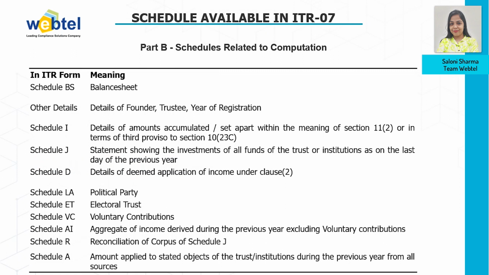Schedule D, details of deemed application of income under clause 2 is required. Schedule LA is required to be filed related to political party, ET, electoral trust. VC is related to the voluntary contribution. AI, which is related to the aggregate income derived during the previous year excluding the voluntary contributions. Then Schedule R is there, in which reconciliation of the corpus fund of Schedule J as well as balance sheet will be reflecting. Then Schedule A is there, in which the amount which has been applied to the stated objects of the trust or institutions during the previous year from all the sources will be reflecting.